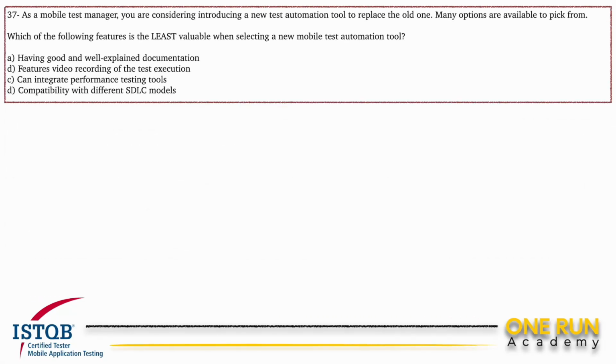Let's read it together. As a mobile test manager, you are considering introducing a new test automation tool to replace the old one. Many options are available to pick from. Which of the following features is the least valuable when selecting a new mobile test automation tool? A. Having good and well-explained documentation. B. Features video recording of the test execution. C. Can integrate performance testing tools. D. Compatibility with different SDLC models.